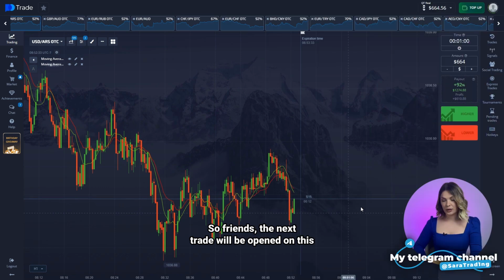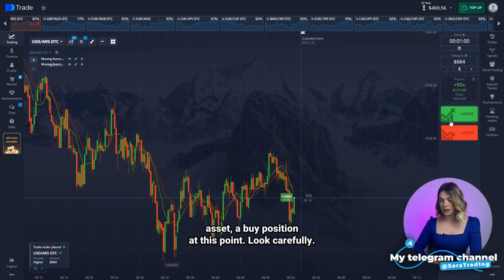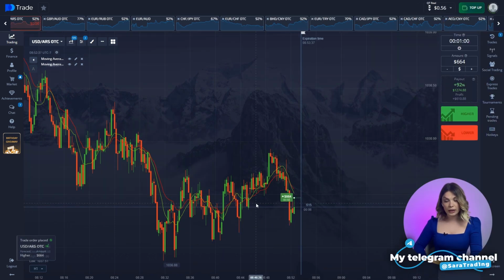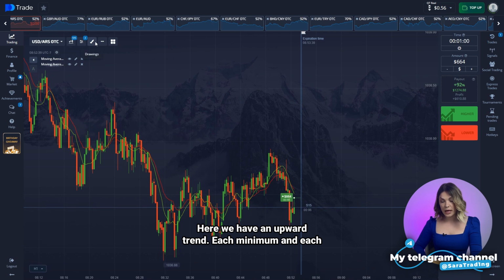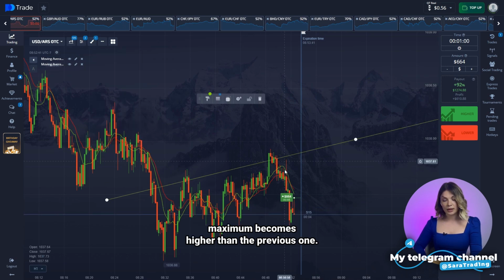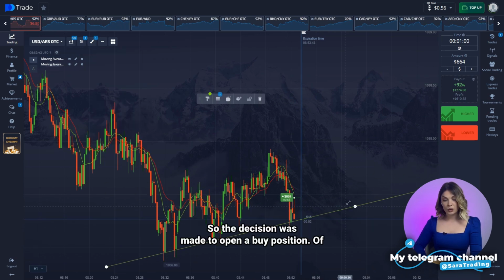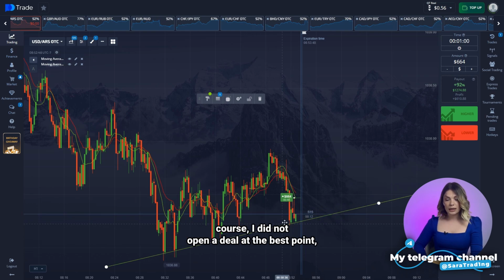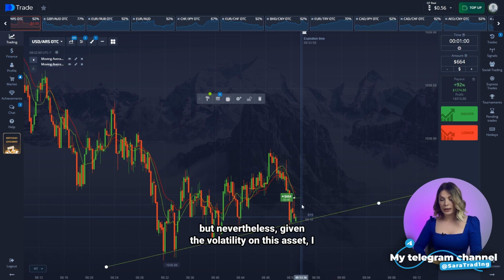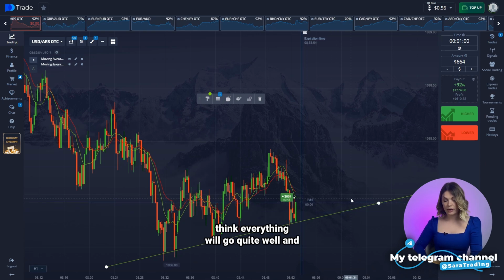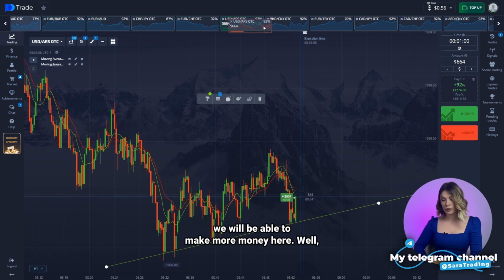So friends, the next trade will be opened on this asset, a buy position at this point. Look carefully, here we have an upward trend. Each minimum and each maximum becomes higher than the previous one, so the decision was made to open a buy position. Of course, I did not open a deal at the best point, but nevertheless, given the volatility on this asset, I think everything will go quite well and we will be able to make more money here.